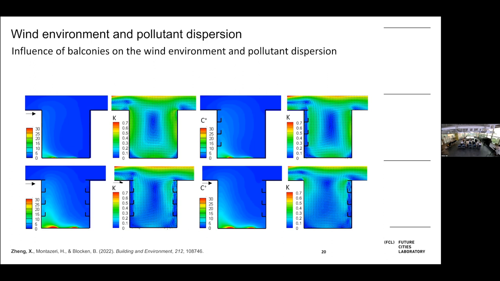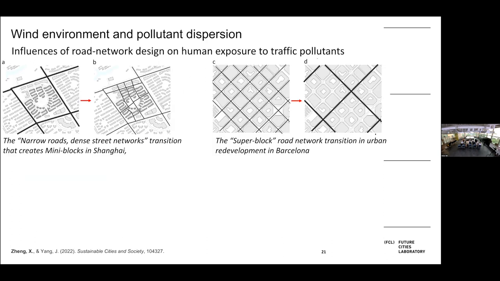Okay. So we talked about small scale pollutant concentration. At the larger scale, the human exposure to traffic pollutants is mainly controlled by the road network design. And the road network design also plays an important role in determining traffic capacity. Generally, there are two typical strategies to hold sufficient traffic volume. One is to build a dense and narrow road network, with low traffic volume on each road, represented by the transition in Shanghai. So the government wants to reduce the traffic volume on the main road, so they open the small roads inside the residential area. So that's why we have a dense street network with narrow roads.